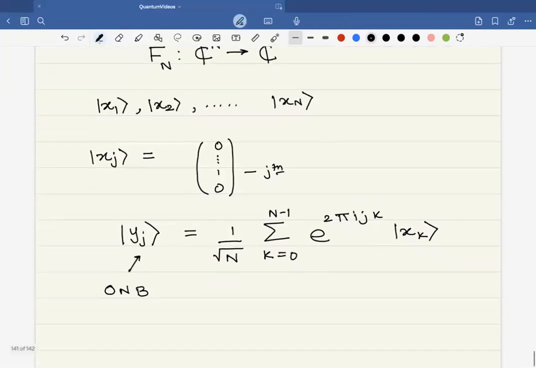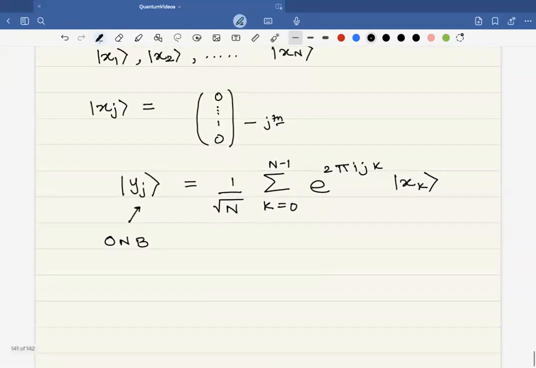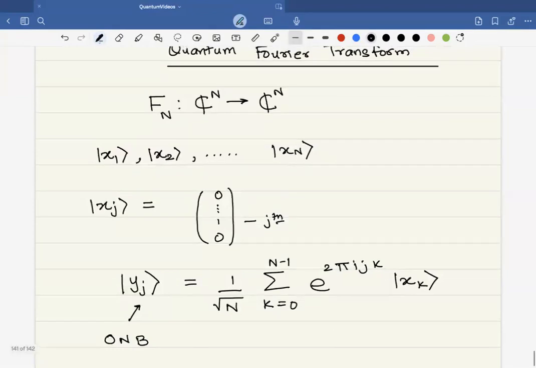Okay, so now one has to think in terms of qubits. If I have an N-dimensional space, and I want to represent them in qubits, then I'll require little n number of qubits, where capital N is equal to 2 to the power n. So how do I represent these basis vectors?